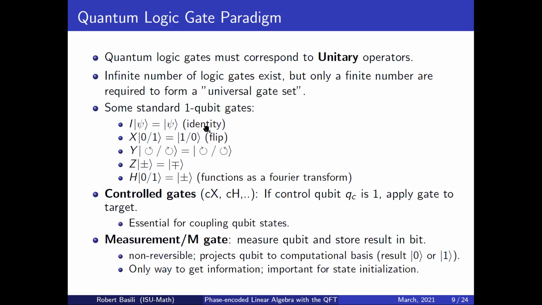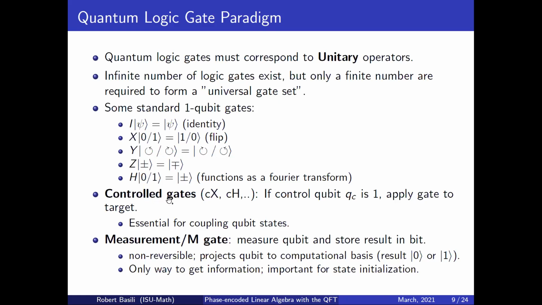More on that later. Some standard 1-qubit gates are the identity, the flip operator, and similarly the Y and Z, which are in essence just flip operators in the other dimensions. And these are actually, for physicists and mathematicians, the Pauli matrices. And this gate, the Hadamard gate, is a very important one because it functions as a Fourier transform and goes from the computational Z basis to the Fourier basis, and is very relevant to what we're going to be doing.